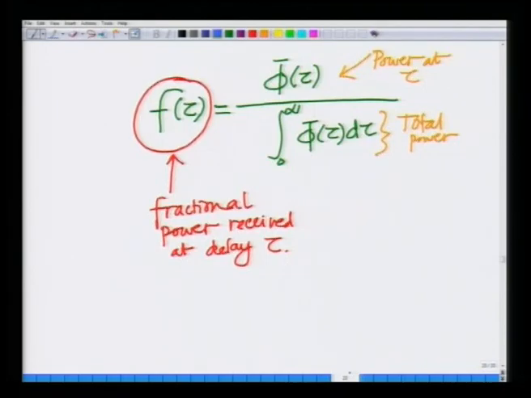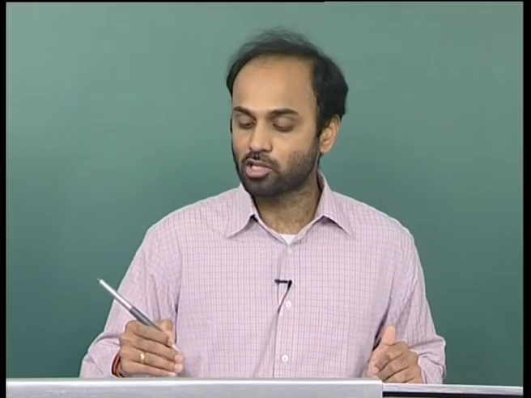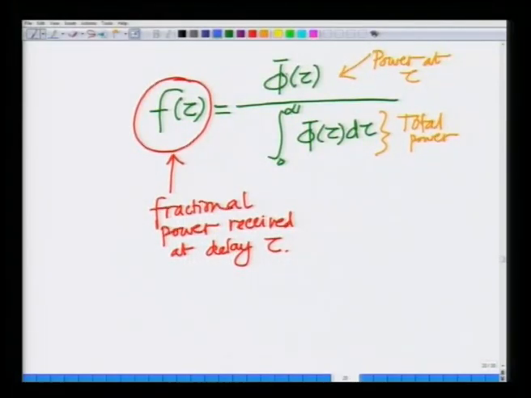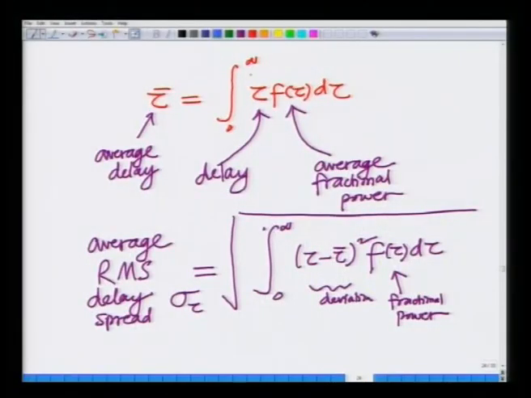Now, given phi bar of tau, I can compute the average delay spread as follows. I compute f of tau, which is the fractional power received at the delay tau, which is phi bar of tau divided by the integral of phi bar of tau. This is the total power, and the numerator is the power at delay tau. This gives me the fractional power at delay tau across all users, or on average, and I can use that to compute the average delay as the integral from 0 to infinity of tau f of tau, and the average RMS delay spread as the square root of the integral from 0 to infinity of f of tau, the fractional power, times (tau minus tau bar) squared, which is the deviation.